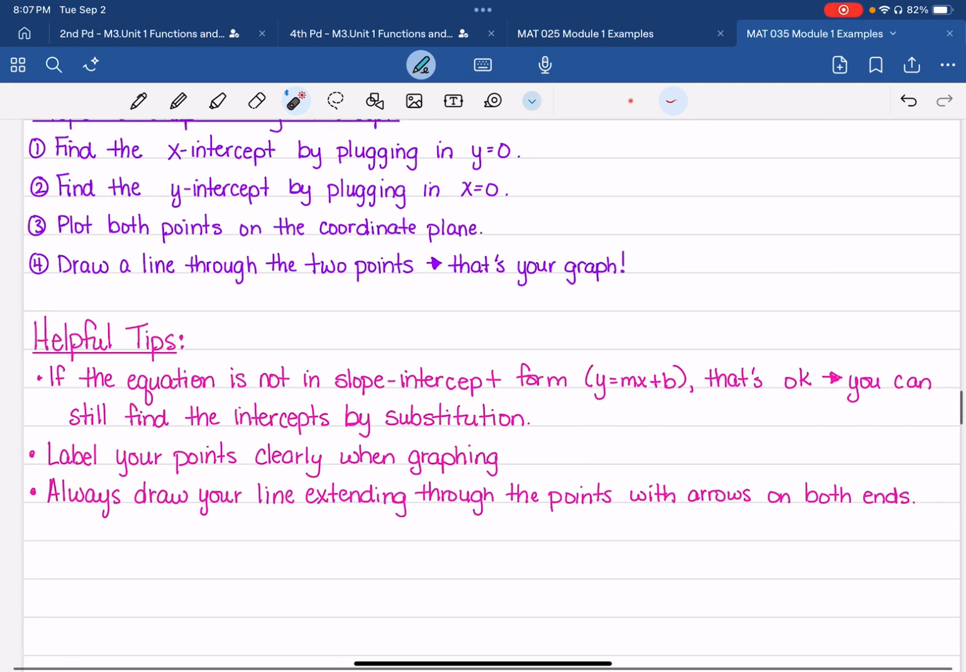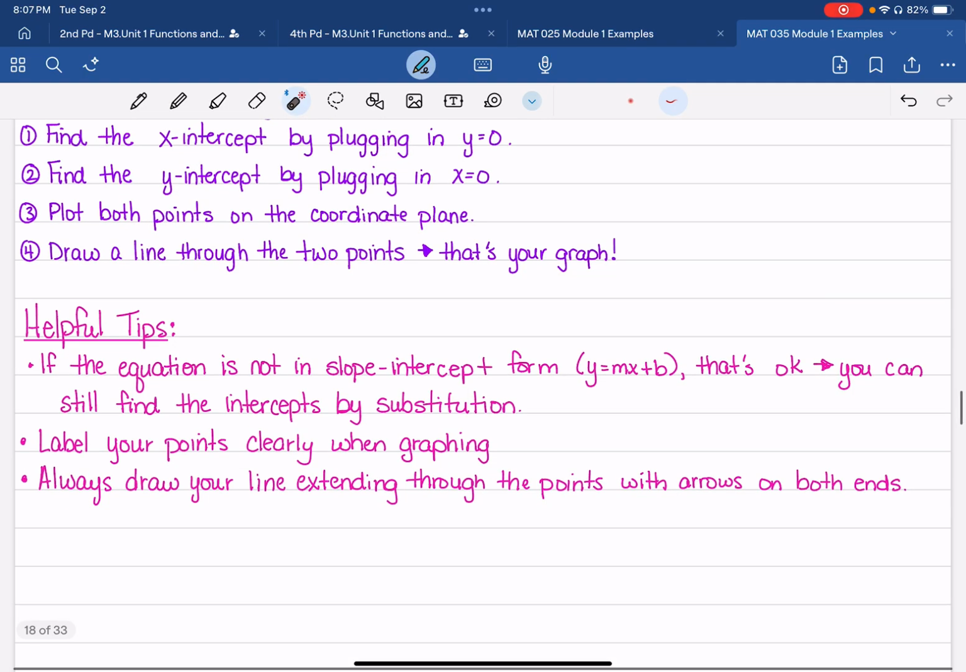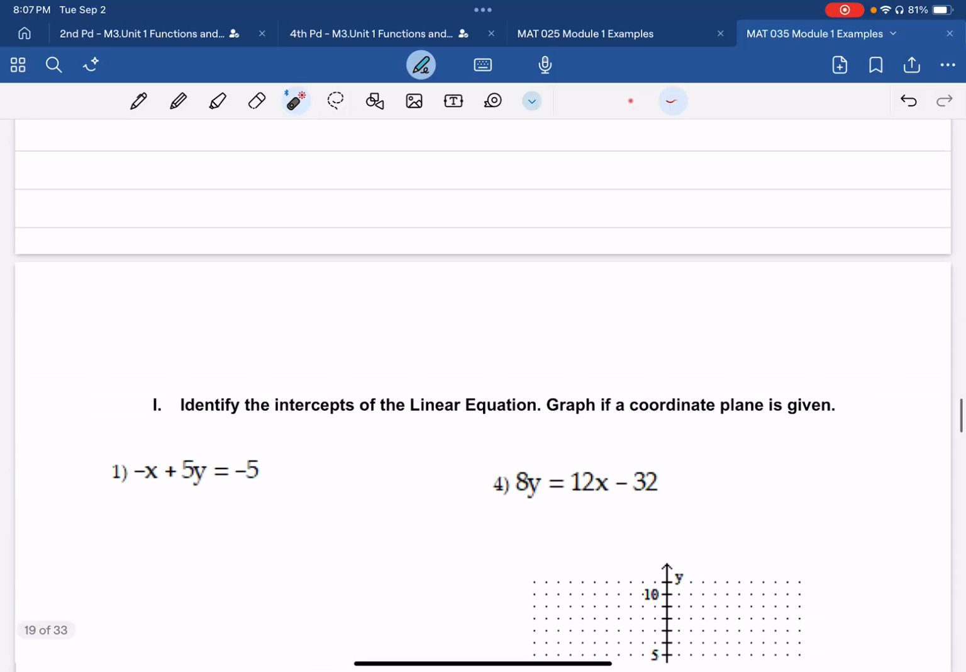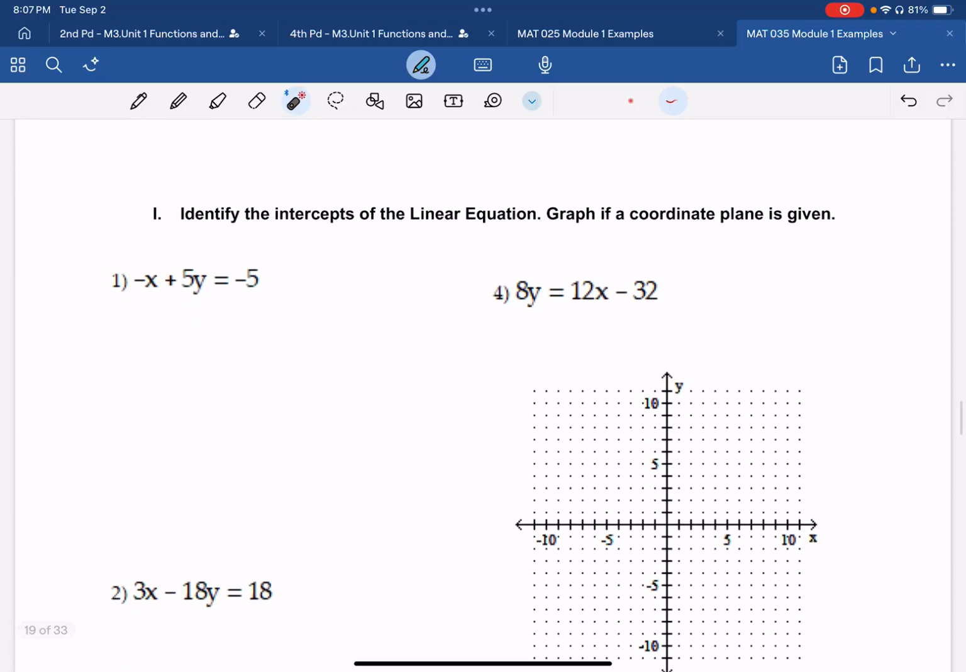Okay, just some helpful tips. If your equation's not in slope-intercept form, it's okay. You can still find the intercepts by substitution. Make sure when you plot your points that you're plotting them carefully and clearly. And then always draw your line extending through the points. Always arrows on both sides, because we know that line's going to continue moving. All right, so let's look at how to find the intercepts.